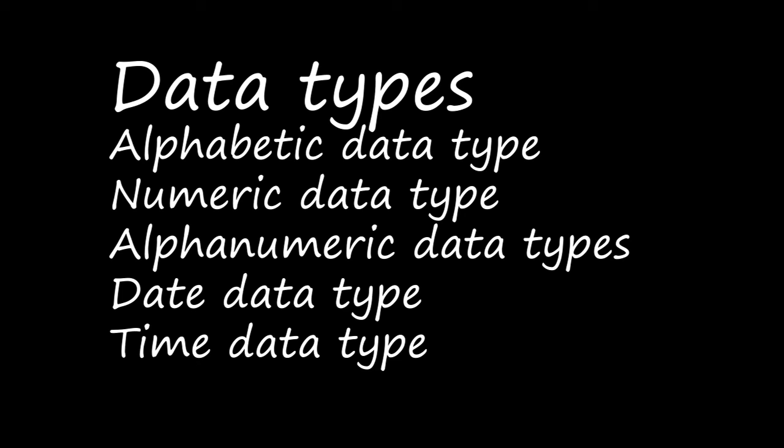Numerical means numbers or fractions. Alphanumeric means a combination of alphabets and numerals. Date data type means it will have a date. Time data type means it consists of only the time, right? How will you enter the number? Any numerical data can be entered in a spreadsheet.